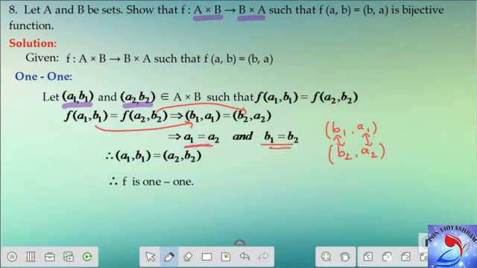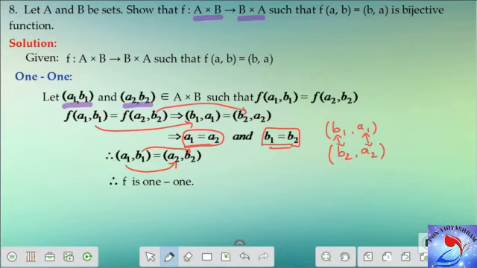Now let us consider (A1, B1). When I consider (A1, B1), I can replace A1 by A2 because of the relation A1 equal to A2, and I can replace B1 by B2 because of the relation B1 is equal to B2. So we can see that (A1, B1) is equal to (A2, B2). So if f of (A1, B1) is equal to f of (A2, B2), we get (A1, B1) equal to (A2, B2). This tells us that f is 1-to-1.